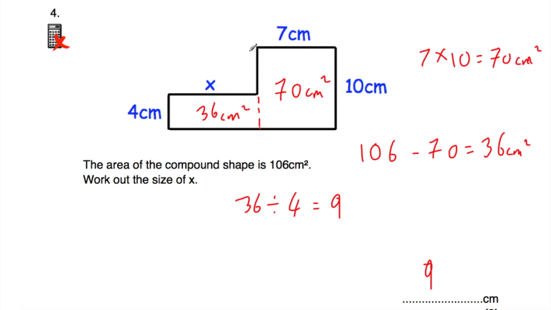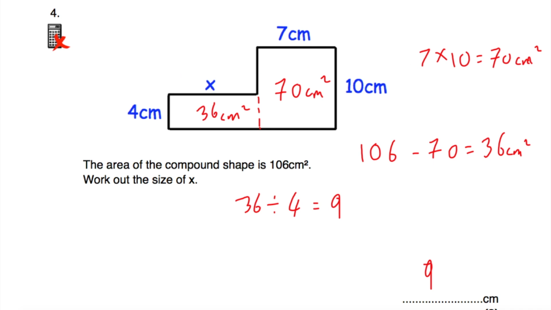So in this question, what we did was we split this compound shape into two rectangles. We found the area of the rectangle that we could find the area of, which was 70 centimeters squared. We took that away from the whole area, and that left us with 36 centimeters squared. And then we just considered, well, 4 times 9 is 36. That must be 9 centimeters, and that's it.